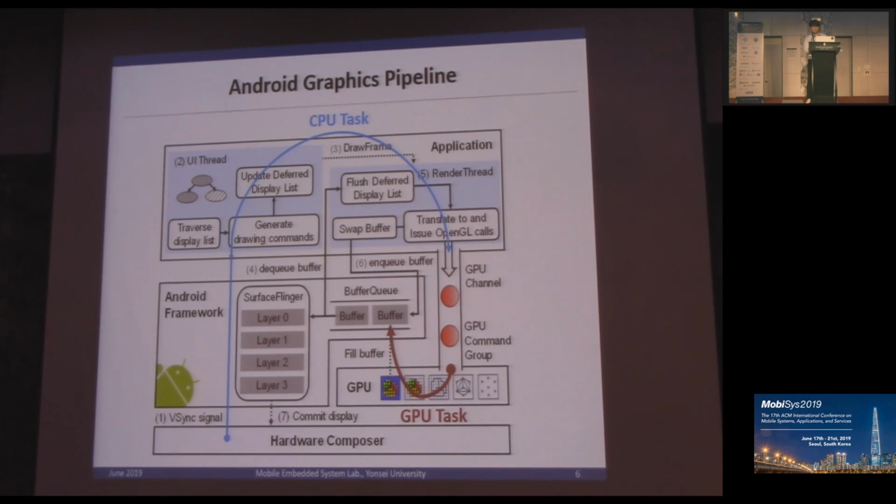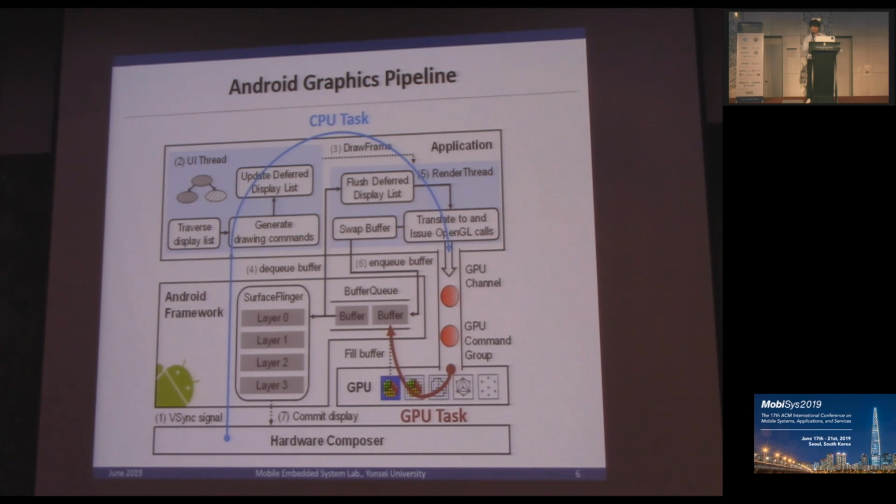This is the overview of the Android graphics pipeline. Frame rendering is a very complex process from VSync to the display. This process consists of the UI thread, render thread, surface flinger, hardware composer, and GPU. The UI thread determines what should be updated on the screen, and the render thread requests the buffer from the surface flinger and generates the GPU command. And the GPU executes these GPU commands to draw frames, and surface flinger holds these frames, and when VSync occurs, this frame is delivered to the display device via the hardware composer.